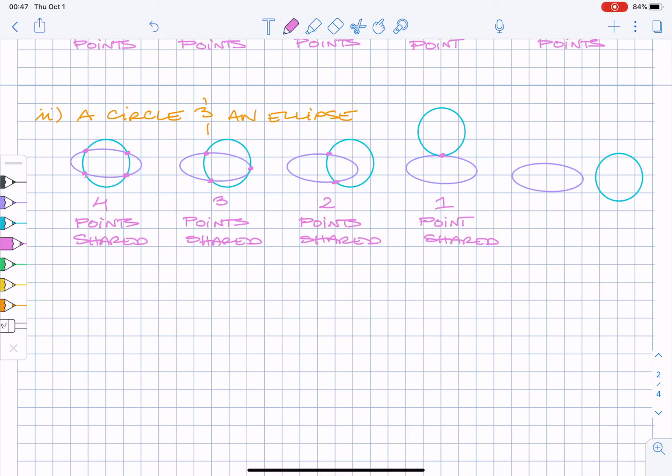And no points shared. And of course, the number of shared points is the number of solutions.